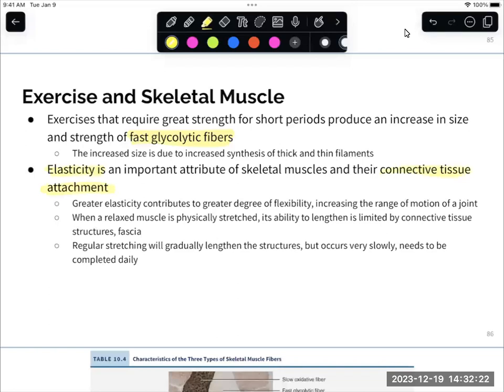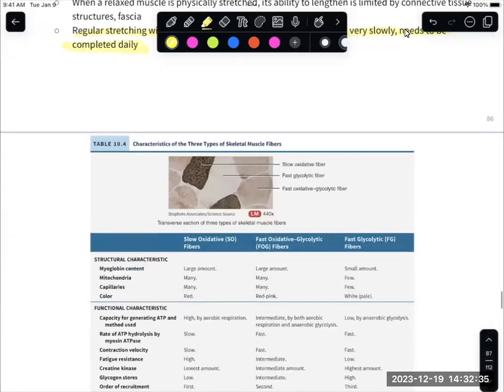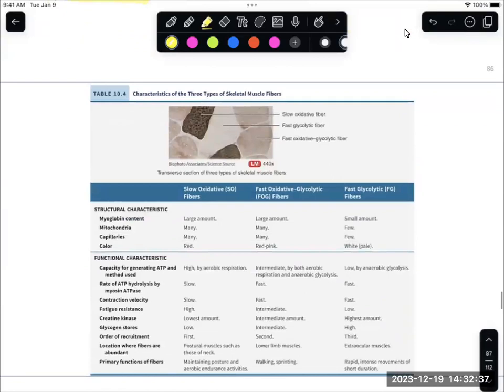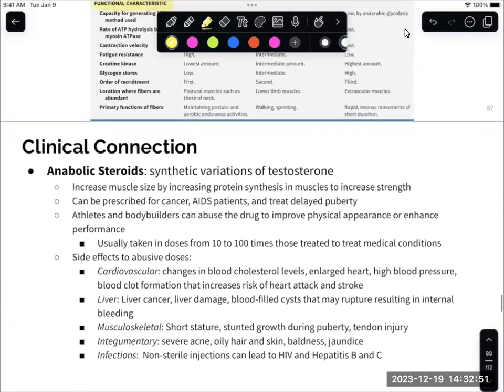Regular stretching can help to lengthen muscles, but it is a very slow process and it needs to be done daily to see any kind of change. So this is a nice chart with a picture that shows the 3 different types of fibers, the colors you tend to see them in, and their functional characteristics. This is a good chart from your textbook that gives us all of this information.